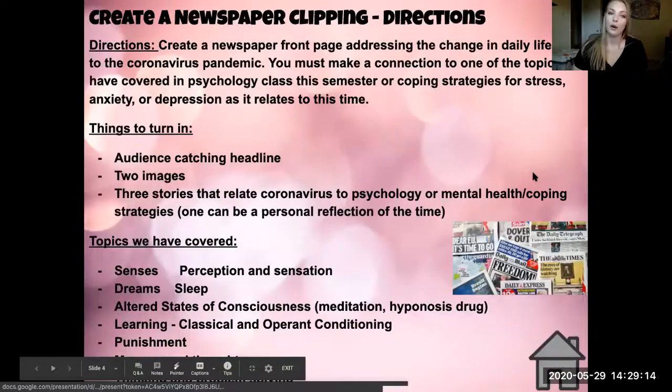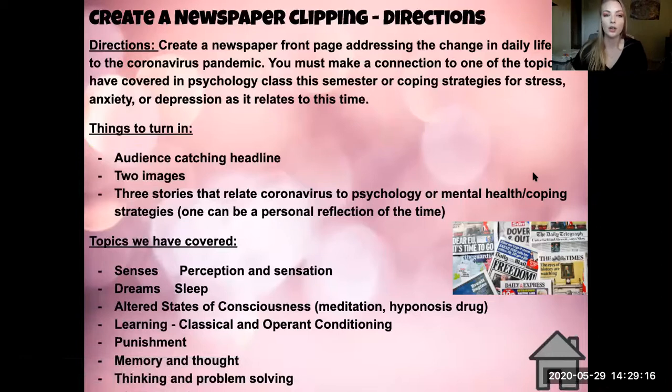Create a newspaper or blog. So create a newspaper front page addressing the change in daily life due to the coronavirus pandemic. You must make a connection to one of the topics that we have covered in psychology class this semester, or include coping strategies for stress, anxiety, or depression as it relates to this time. The things to turn in: you need an audience-catching headline, 2 images, and 3 stories that relate coronavirus to psychology or mental health and coping strategies.